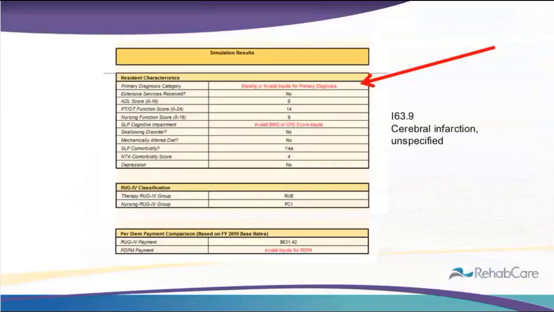I picked I63.9, which was cerebral infarction unspecified. So it came back as a missing or invalid input for the primary diagnosis. So this might be a return to provider code where you're not going to get a PDPM classification.